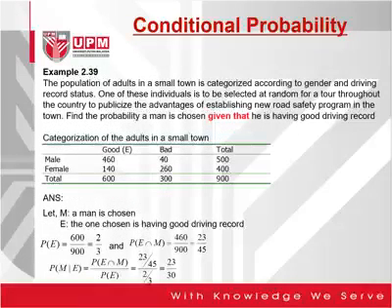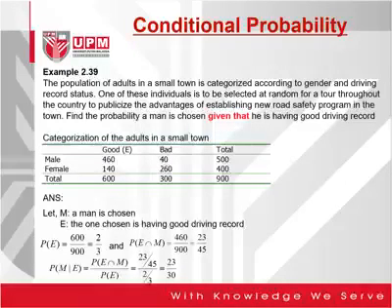Okay. The population of adults in a small town is categorized according to gender and driving record status. One of these individuals is to be selected at random for a tour throughout the country to publicize the advantages of establishing a new road safety program in the town. Find the probability that a man is chosen, given that he has a good driving record. So now we are given a table. We have male and female on one side, good and bad record on the other side. Then we have the figures here.